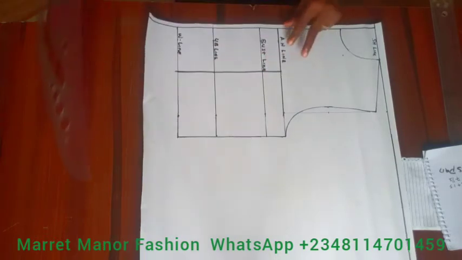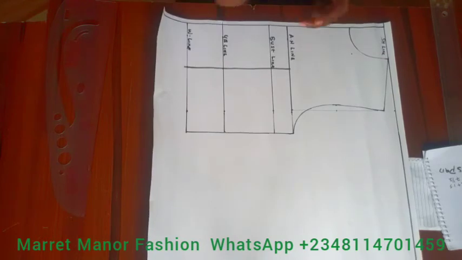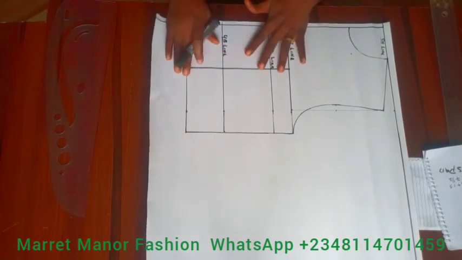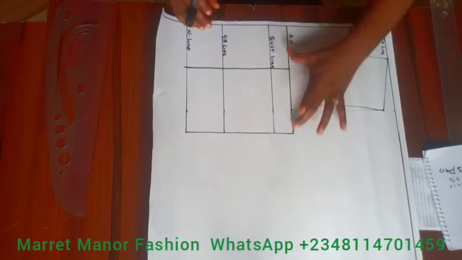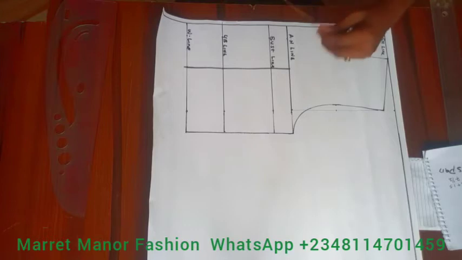So I've connected lines. So at this point is where my dart should fall in. So let's put that aside. Just keep it aside. Okay, let's put in these measurements, our circumference measurements.